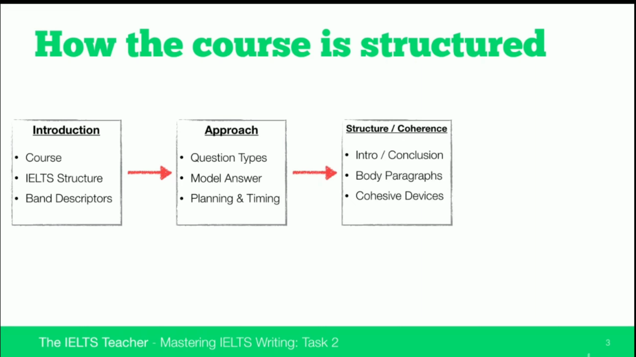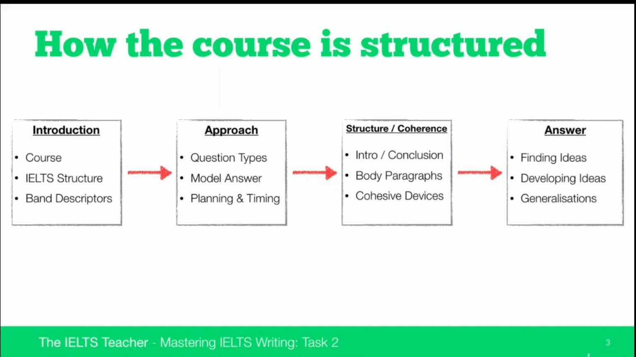After that, we'll talk about coherence and cohesion, 25% of your score, looking at things like the introduction and the conclusion, body paragraphs, cohesive devices, referencing. After that, we'll think about task achievement and task response, so how to find ideas, how to develop those ideas, how to avoid generalizations, how to create and maintain a position.